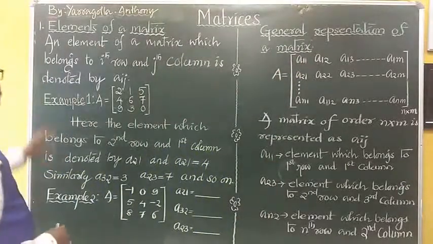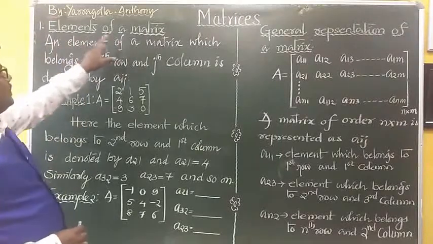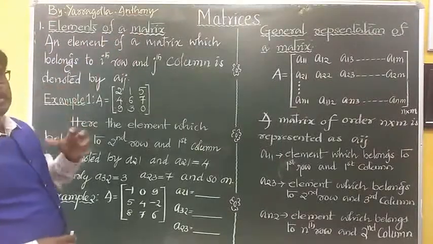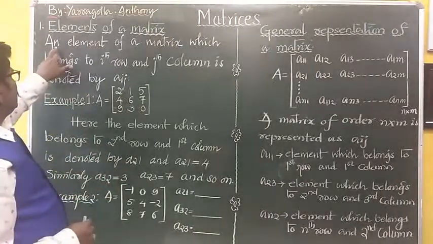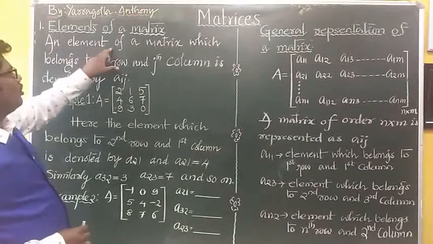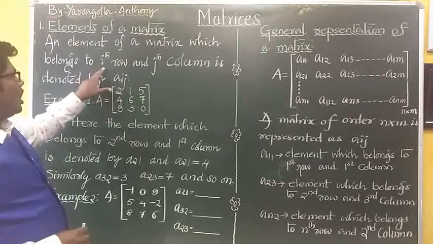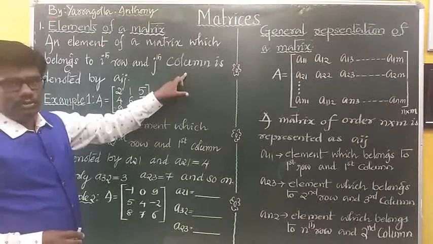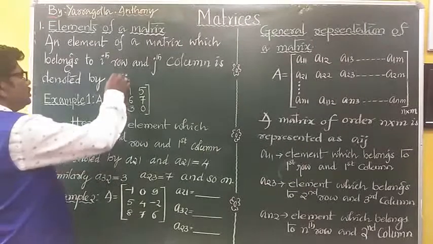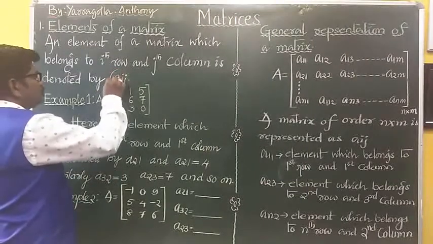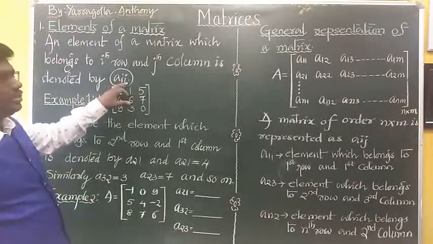So here, elements of a matrix. What is an element of a matrix and how is it represented? That's what we are going to see in this topic, okay? Let us see what it is. An element of a matrix which belongs to the ith row and jth column is denoted by Aij.